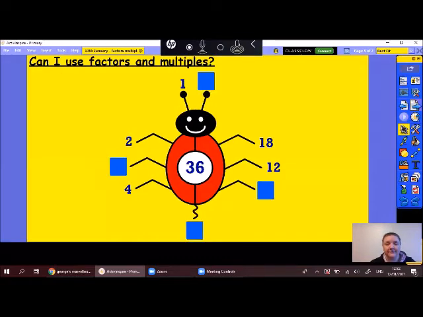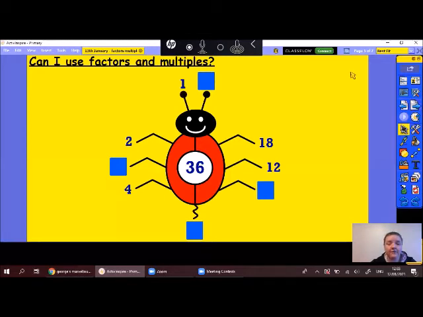Now try this one. So again, I've covered up some of the numbers, but I've given you a tricky tail this time. So a tail, remember, is when you multiply a number by itself. So you can't put the same number on 2 legs. See if you can work out all the missing numbers. Pause the video now. Right, let's have a look.